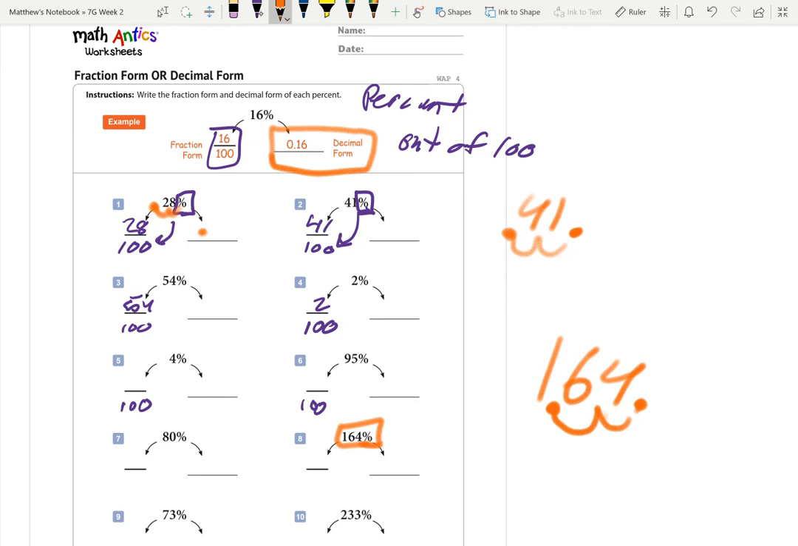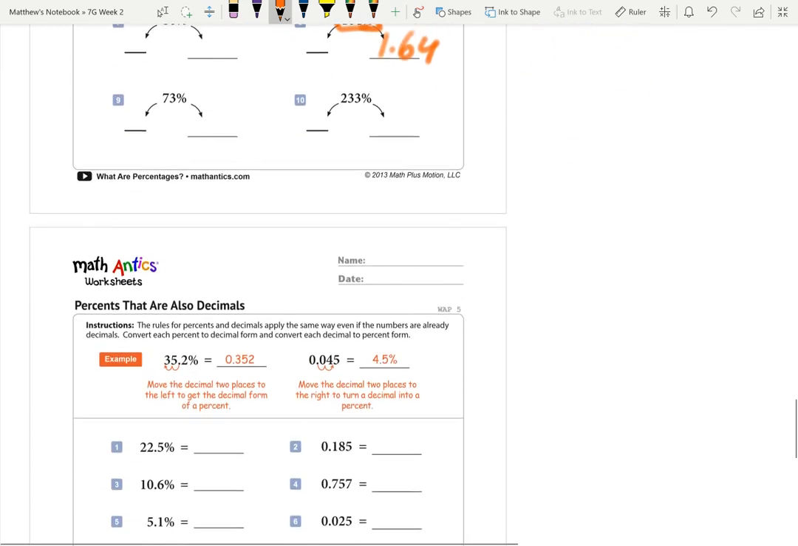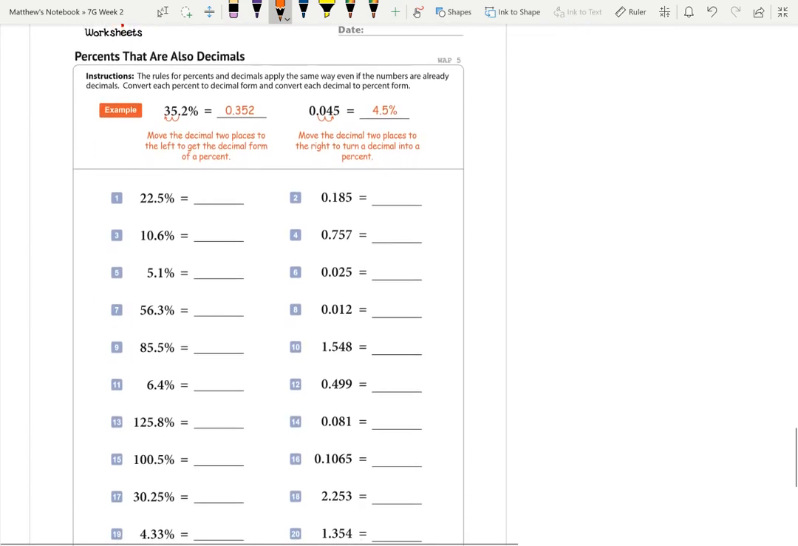So this would be 1.64. This would be 0.28. This would be 0.41 if you move it over 2 spots. Again, move it over 2 spots. So we have 0.54. And you're going to complete the rest of this sheet here. And then we got one more sheet.